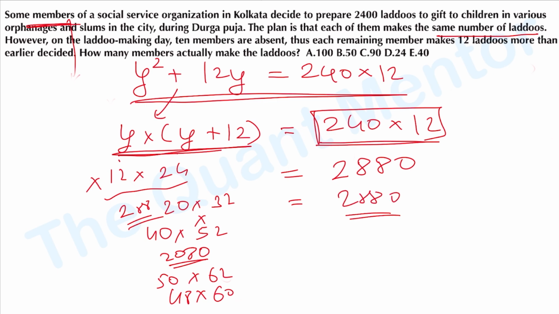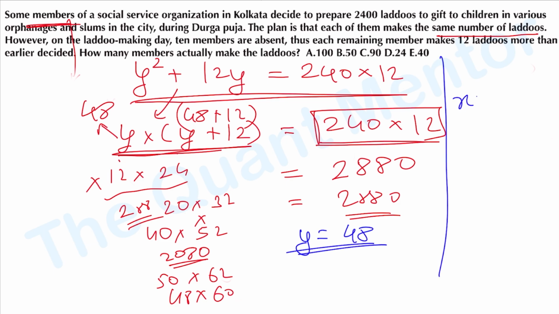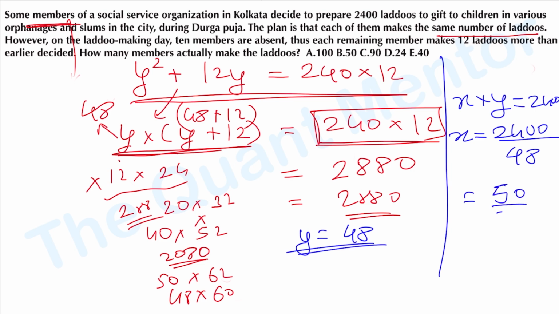So naturally, y very clearly is 48 and y plus 12 is 48 plus 12 that you can basically find out. All right, so now we have found y as 48, and we knew from the previous data that x into y was simply 2400. So from here we can easily figure out the value of x as 2400 divided by 48, and that should be basically equal to 50. 48 fives are 240 and then 0, 50.